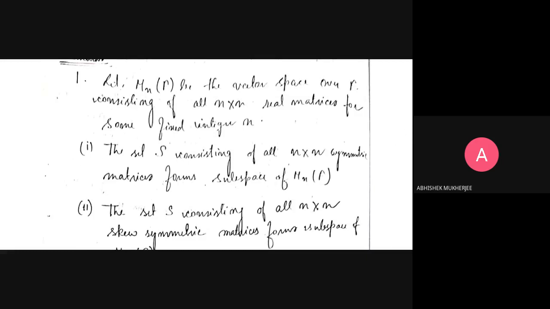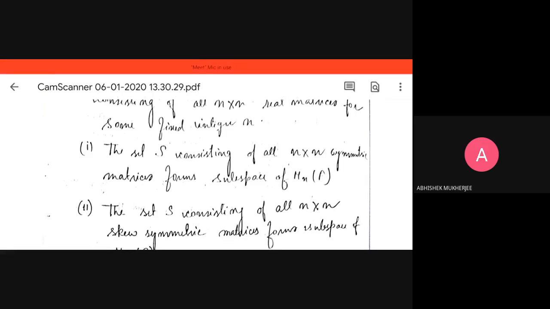Now, this is a very obvious proof, but I will give the explanation. I will first come to the first question, that is, the set consisting of all n cross n symmetric matrices forms a subspace of M_n(F). First, we have to show that the zero matrix of order n is symmetric. We know that the zero matrix of order n is symmetric, as well as skew symmetric. So if we take any matrix A from the set S, that is A belongs to S, then we can easily say that it is symmetric.